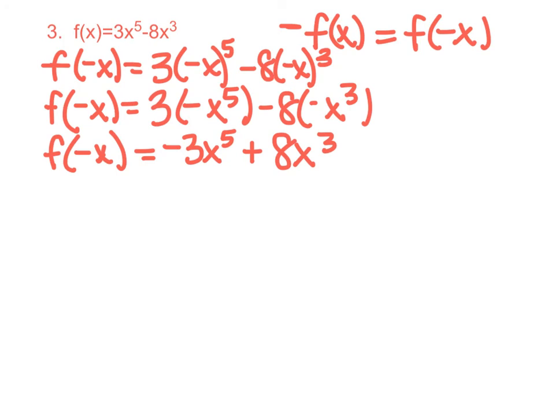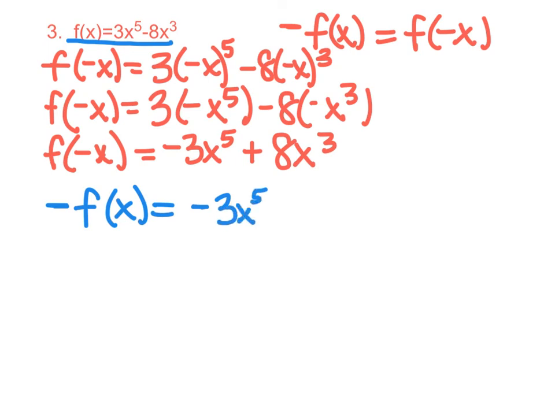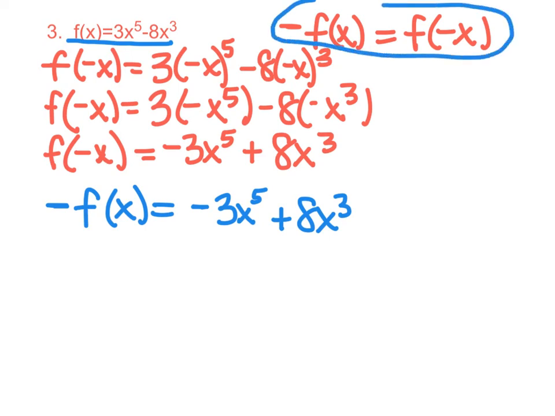All right, so now let's try negative f of x. Now that's the really easy one. All you have to do is just change all the signs of your original function up here. So that 3x to the 5th is positive, so we're going to make that negative. Okay, and that minus 8x cubed will now become plus 8x cubed. All right, now if we go according to this rule here, right up there, these two guys here should be equal to one another, and they are. So therefore, this is an odd function.